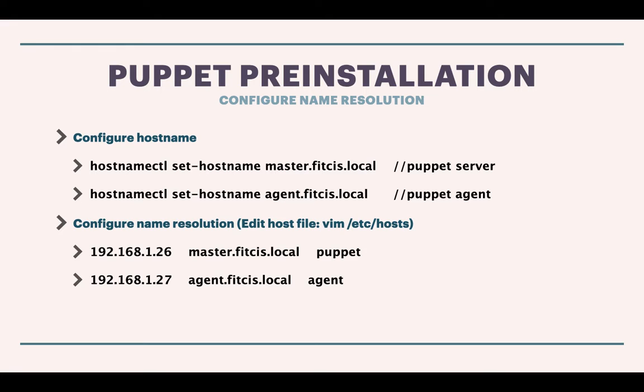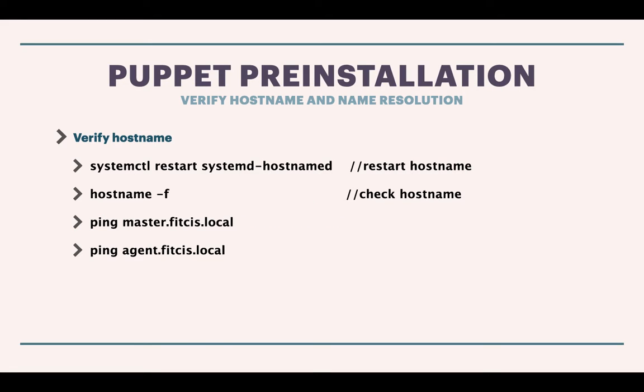So for the pre-installation tasks, first thing you want to do is make sure your host name is set. For this example, my server is going to have a host name of master.fitsys.local, and the agent will have agent.fitsys.local. Once you have a host name set up, you want to configure name resolution by editing the host file or configuring DNS. When that's complete, you can verify your settings and make sure the agent and the master can contact each other with a ping command.